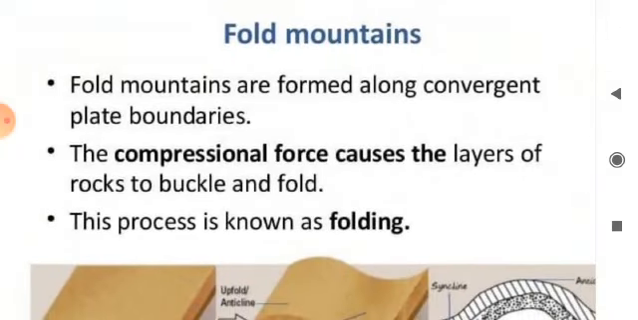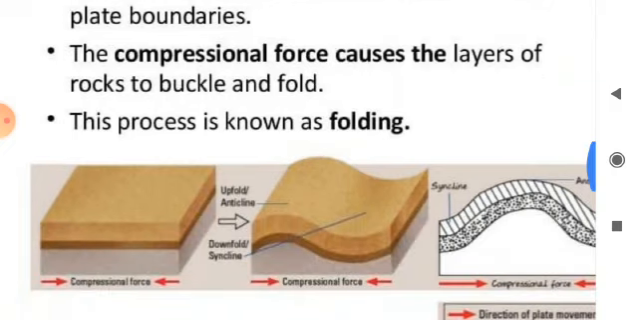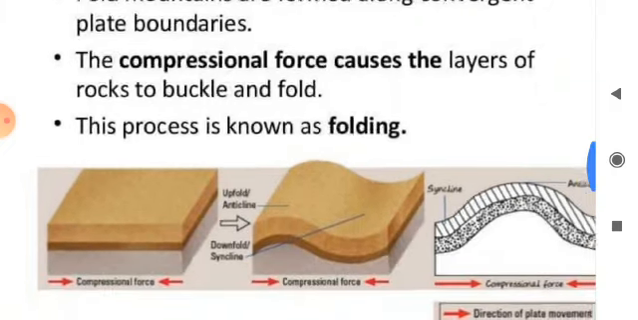Fold mountains. So the fold mountains are formed along convergent plate boundaries. What do you mean by convergent plate boundaries? The two plates move towards each other. That is called convergent plate boundaries. The compression force causes the layers of rocks to buckle and fold. This process is known as folding. Look at the process of folding.